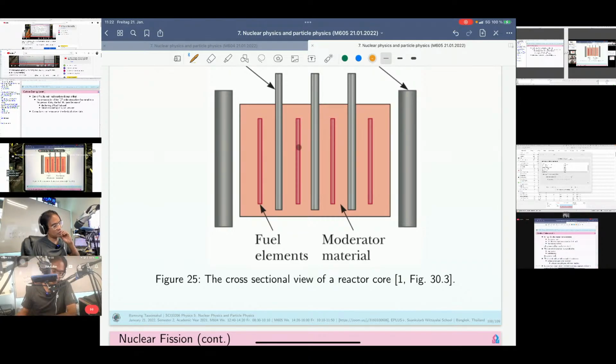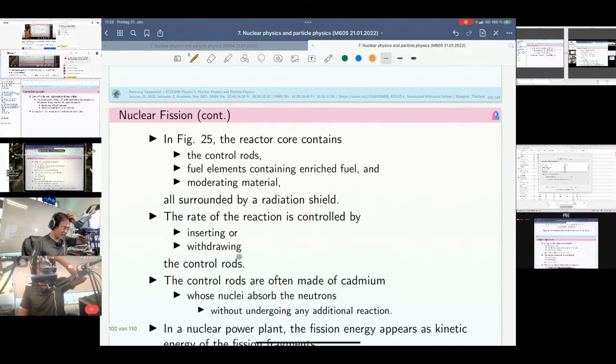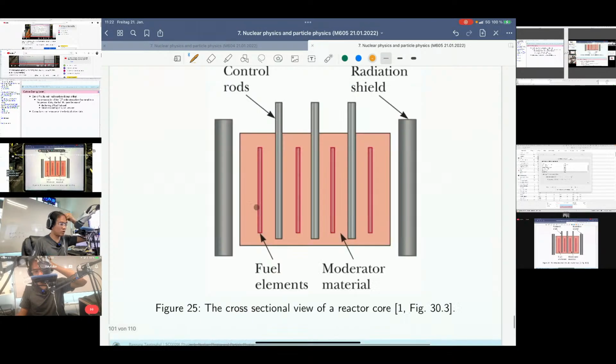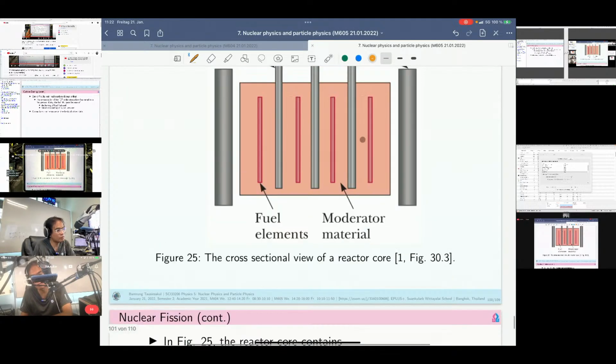The rate of reaction is controlled by inserting or withdrawing the control rods. If you want more, just take out the control rods, so that the process will take place easily and neutrons will flow around the whole area here, and then you have more fission rate. If you don't want to create too much energy, you have to absorb the neutrons somehow.